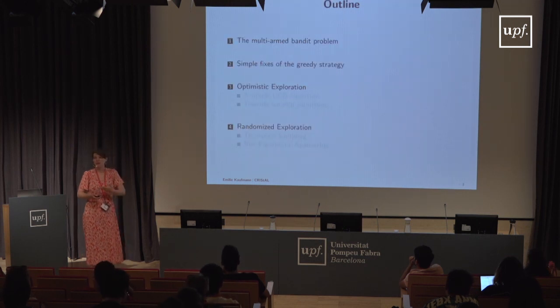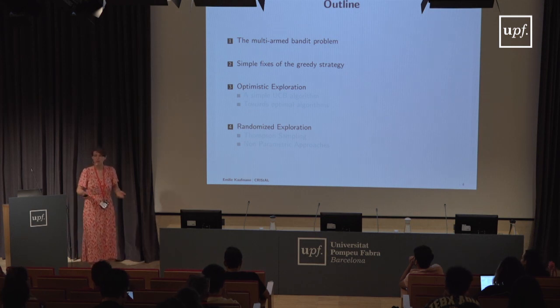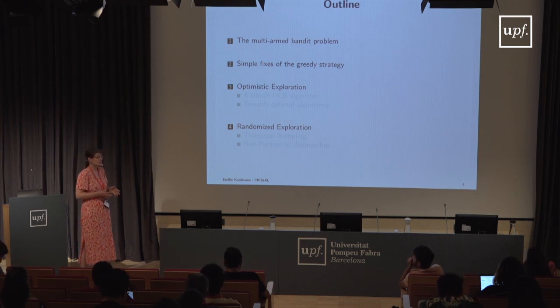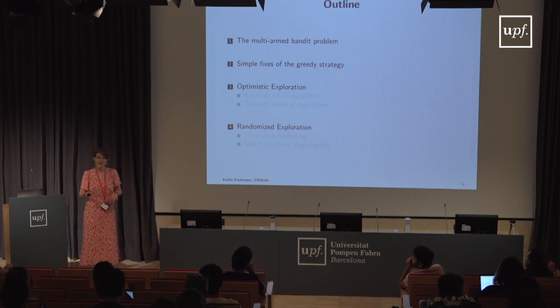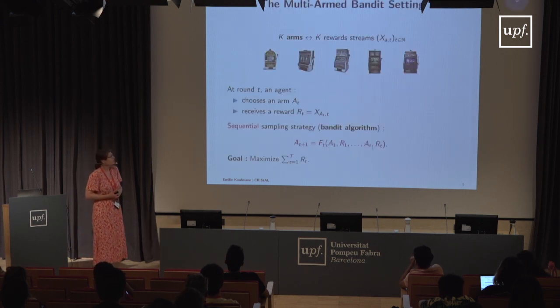And so we will first model what a sequential strategy is. And so I will formally introduce this multi-armed bandit problem. And after that, I will present to you the more popular solutions to it. So we will start with a simple variant of what could be called a greedy strategy. And then we will present two important families of algorithms: optimistic algorithms first, and then randomized variants, including some Bayesian approaches. So what is a bandit model?